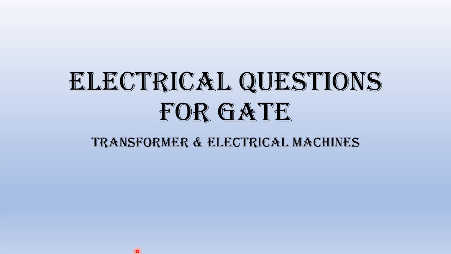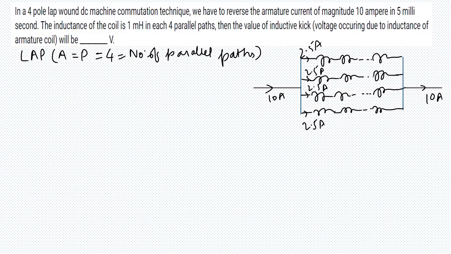Friends, welcome again. Today we'll be solving a problem related to commutation, and the problem is there is a 4-pole lap wound DC machine, and it has an armature current of 10 amps which has to be reversed. This thing you have to keep in mind, it has to be reversed. So 10 amps has to be made minus 10 amps.